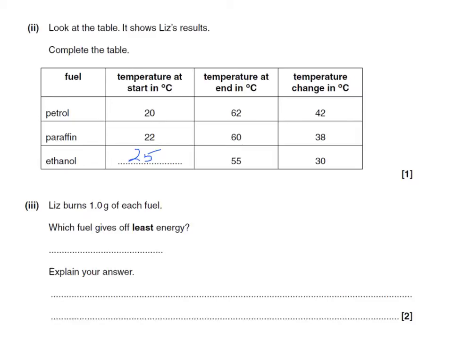Now Liz burns 1 gram of each fuel in order to perform a fair test. Which fuel gives off the least energy? Well, that would be the one with the least temperature change, and that one therefore would be the ethanol. And it would give off the least energy because it has the smallest temperature change.